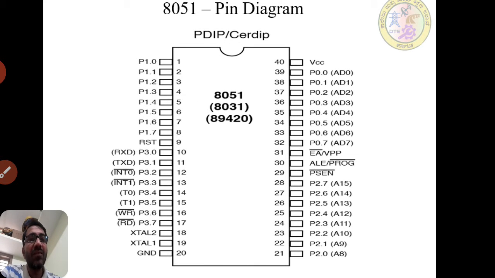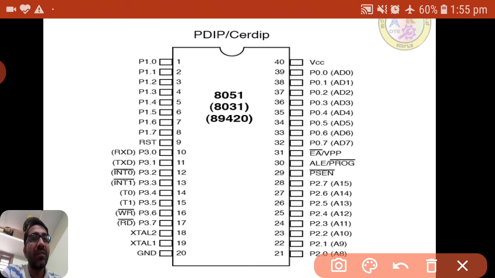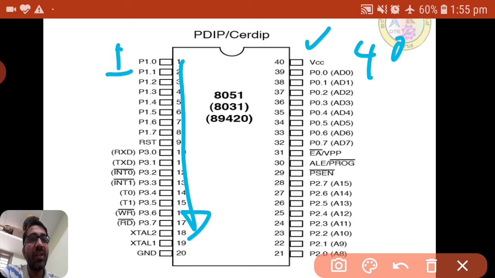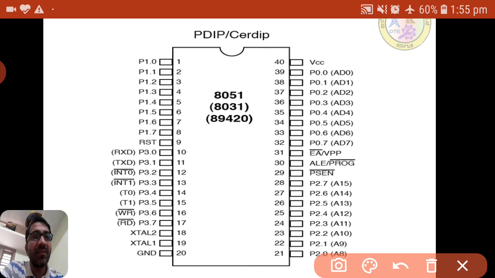Totally, the 8051 microcontroller has 40 pins. It starts from 1 and ends with 40, and the direction goes like 1 to 20 on this side, and 21 to 40. For all 8051 microcontrollers, pin 20 is the ground and pin 40 is VCC. That is fixed: 20 is ground and 40 is VCC.